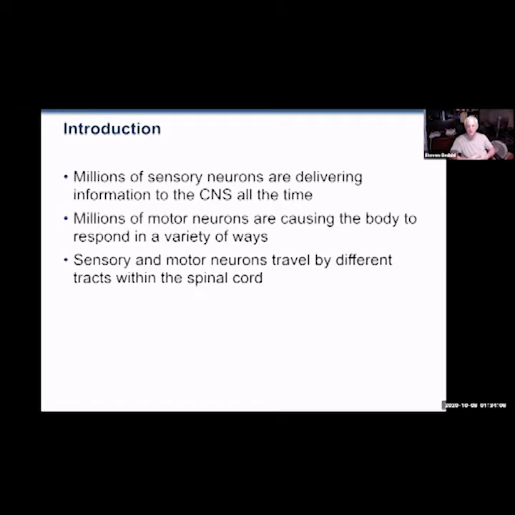Sensory and motor input travel by different tracks in the spinal cord. Remember, sensory input is afferent, coming in. Motor neurons carry output, which is efferent.